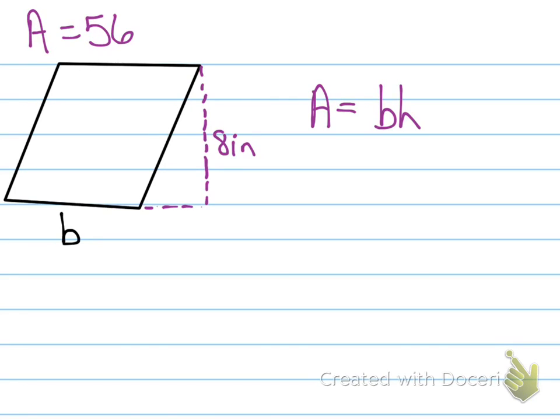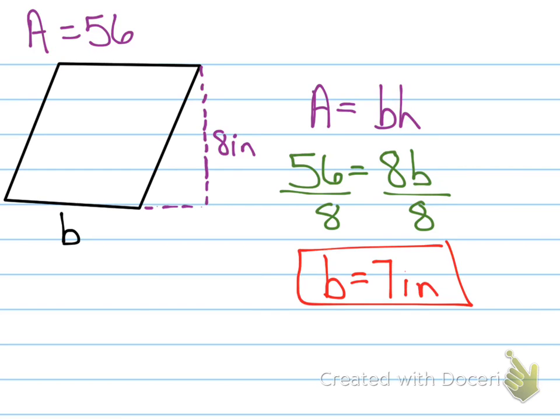So what did you plug in for A? 56. 56, very good. And then B? Did you write B8? No. What do you write? 8B. You've got to write the number first, remember, and it doesn't matter what order you multiply. Then how do you solve for B? Divide both sides by 8. B is 7 inches. Who got 7 inches?